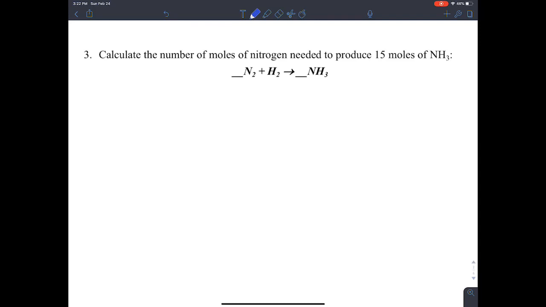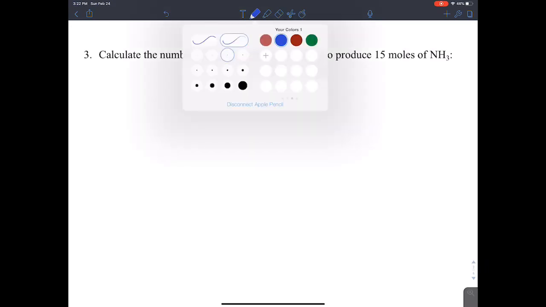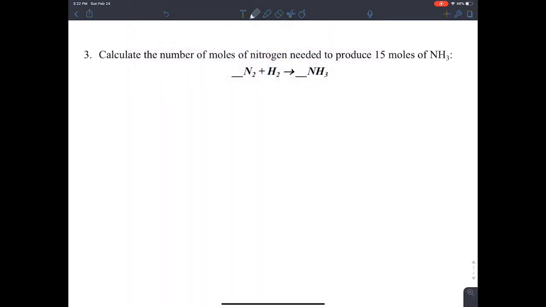Ooh, how fun is this one, huh? First, we got to balance our equation. I heard that's how the kids are saying it these days. So let's break down this equation hard.